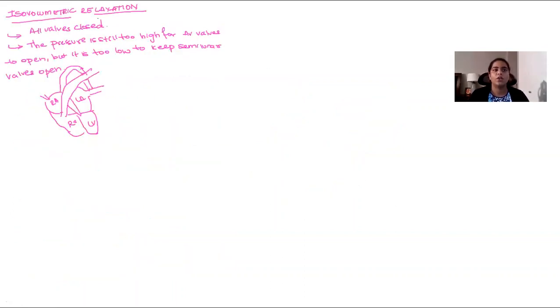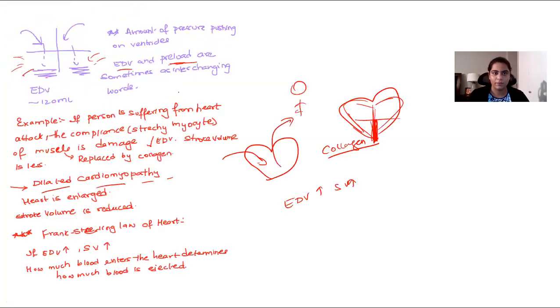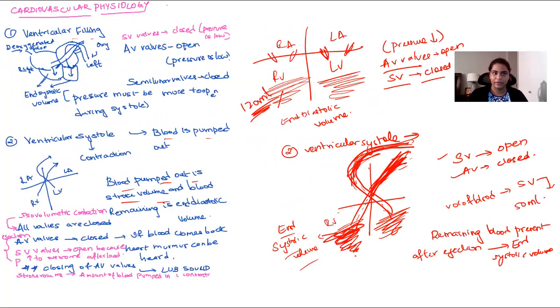Okay, next we come to isovolumetric relaxation. Here, all the valves are closed, the AV valves as well as the semilunar valves. Okay, the pressure is still too high for the AV valves to open, but it is too low to keep the semilunar valves open. So both the valves are closed over here. So I hope we are clear. This diagram particularly is very important.